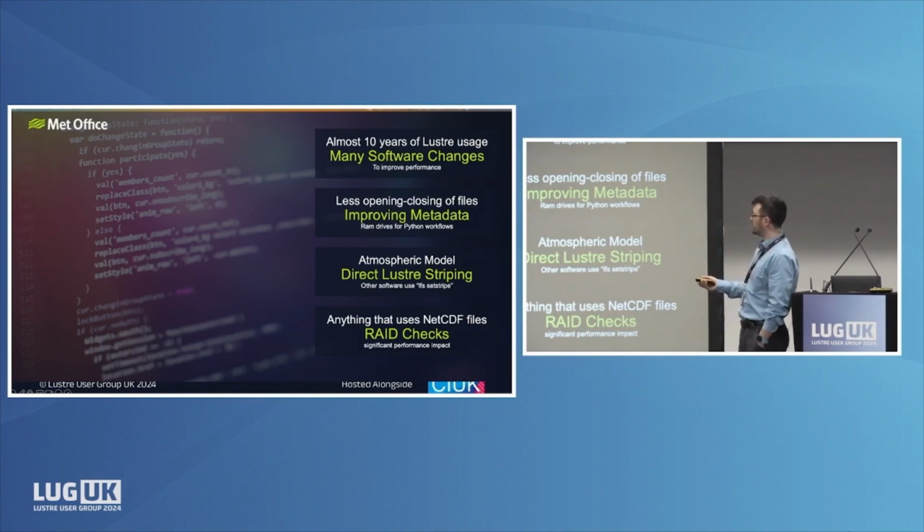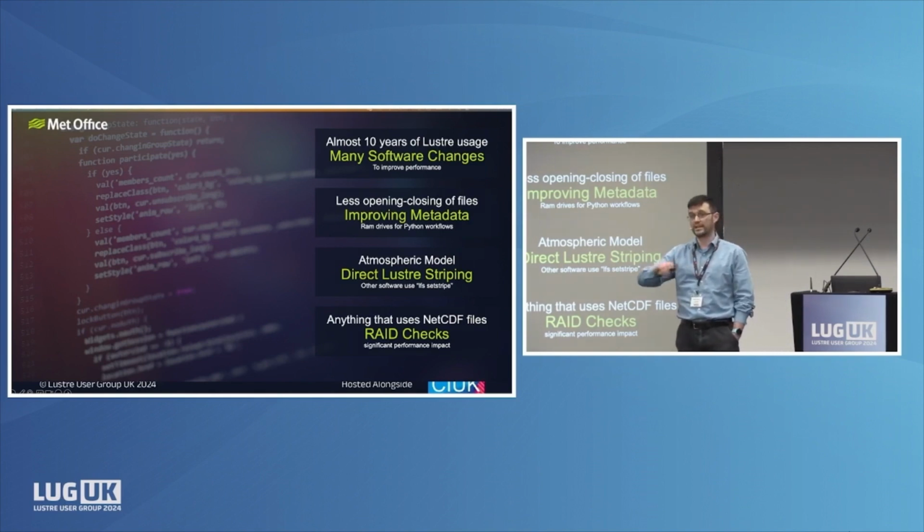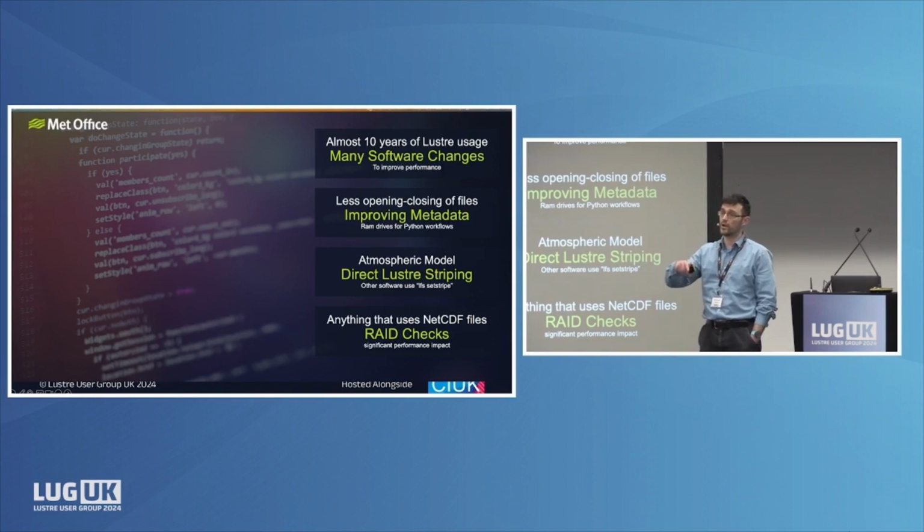Another change we did to our atmospheric model was to be able to set the Lustre striping directly from the model itself. We had a C layer that does the I/O, where we were calling the Lustre C API, and then it sets the stripe there. For other workflows, we had in the workflow itself the idea of calling lfs setstripe.